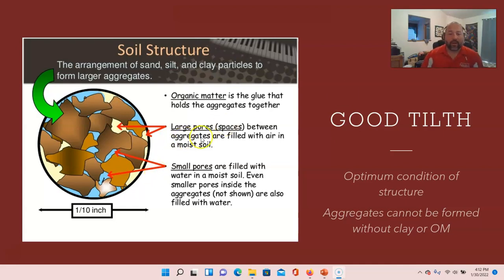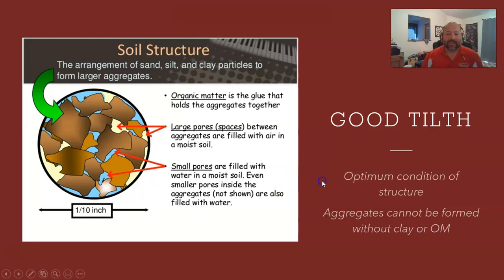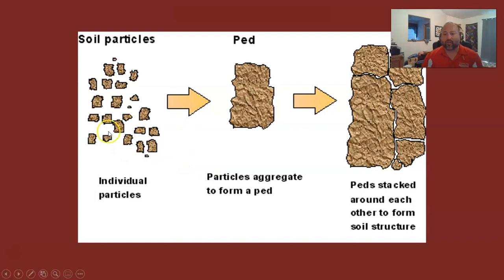Well, where is that air and water? It's in these large pore spaces, or macropores, and in these small pore spaces, which are micropores. And we'll go into that a little more later. But let's get back to this idea of structure. So we've got our individual particles. Our particles become part of a ped. The peds stack together and form our structure.